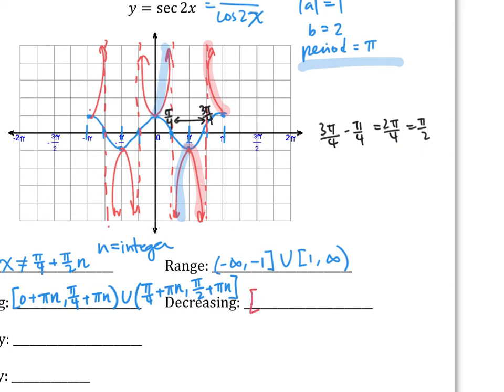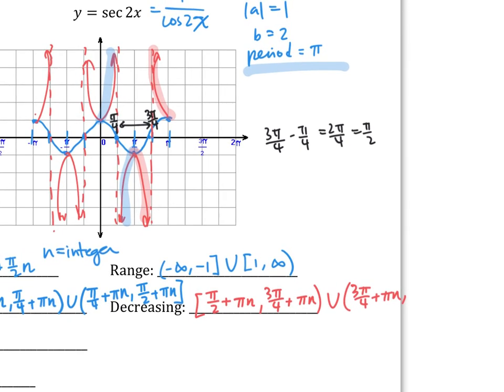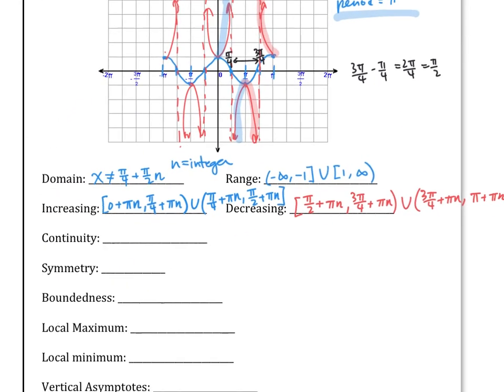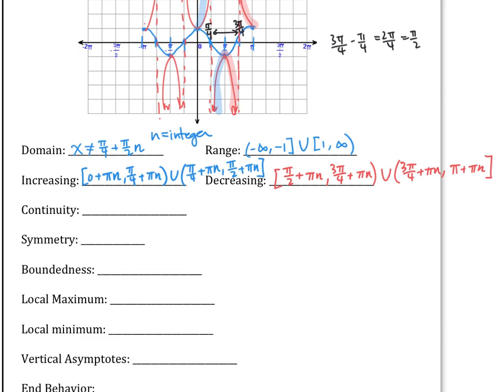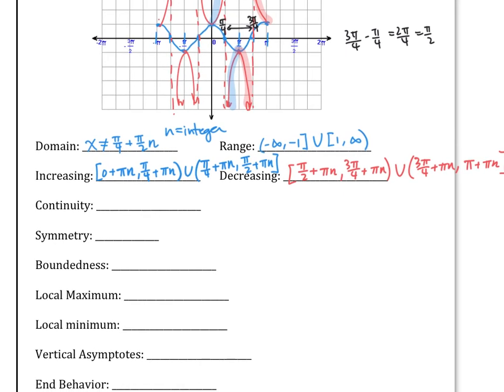So start at pi over 2 because there's an actual point, so I include it, but it repeats every pi n, and it stops at 3 pi over 4 plus pi n, but this time I don't include it because there's an asymptote. And then starts again at 3 pi over 4 plus pi n to where that point is, which is at pi, and then plus pi n. There's an actual point, so include it. Okay, this is pretty tricky. So if you have questions, make sure to ask me in class.